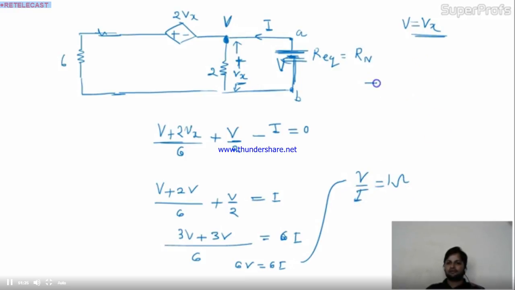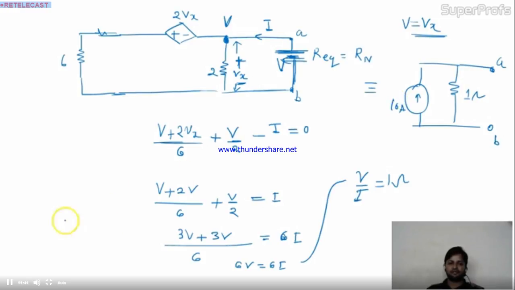So your equivalent circuit is, terminal points are A and B. This is 1 ohm. This is 10 ampere. Okay, this is your answer. I hope this one is also clear to you.